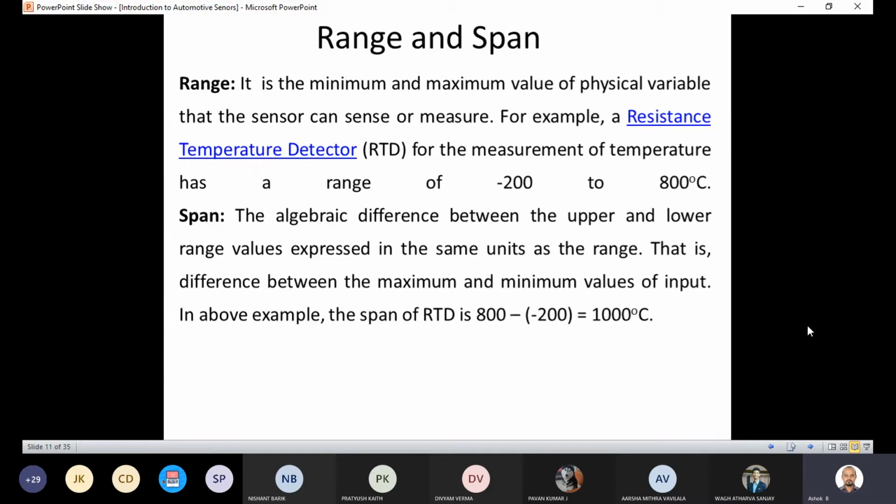So in that case, the accuracy will be affected. That's why, while selecting a particular sensor, the range has to be an appropriate value to get the final output accuracy in a very appropriate way.